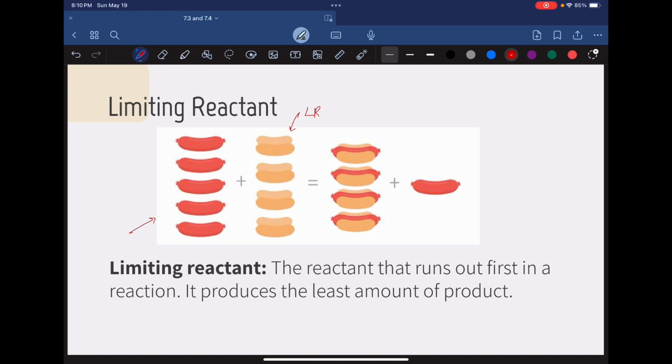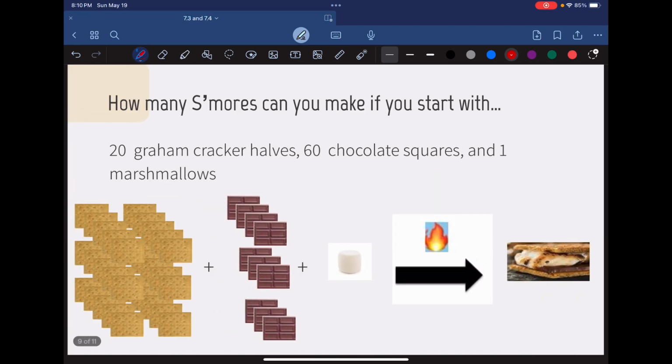And then the excess, that's what we have left over, right? Like we have this 1 hot dog left over. If I go back to this slide, this was your limiting reactant, and these you had in excess, because the marshmallow limits the amount of s'mores you can make.